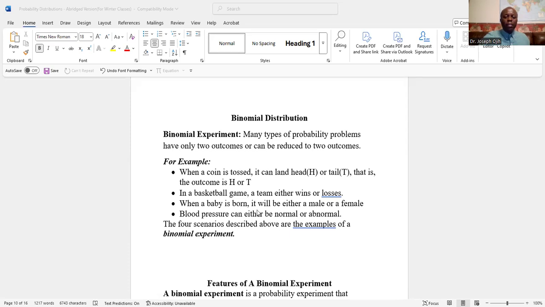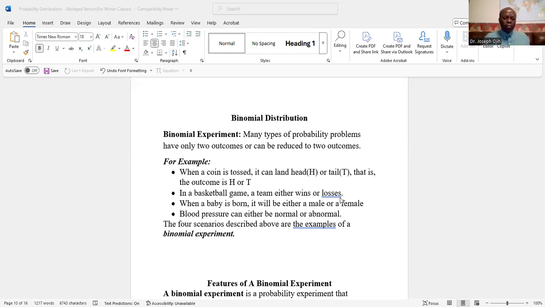When a baby is born, it will either be a male or a female. When I said this in the other class, you asked me about people born with birth defects who have both male and female genitals. I told them that according to biology, even if they have both, only one of them will be functional. Either the male one is functional and the female one doesn't work, or the female one is functional and the male doesn't work. It has to be one. Either you're a male or you're a female.